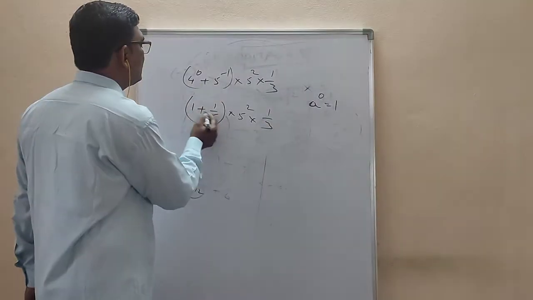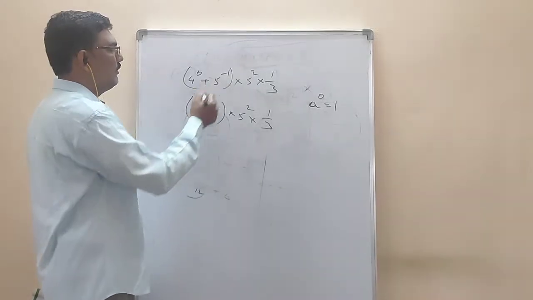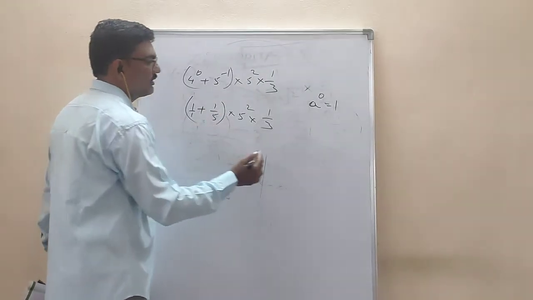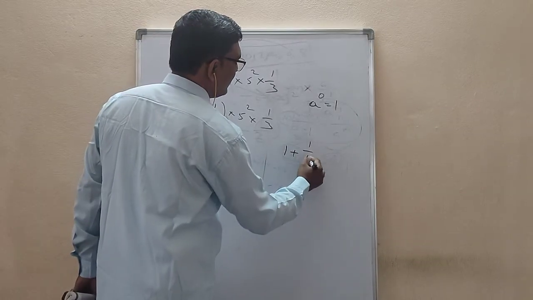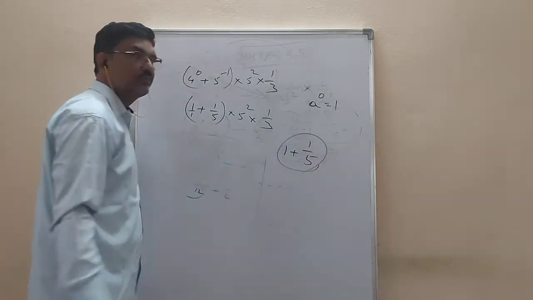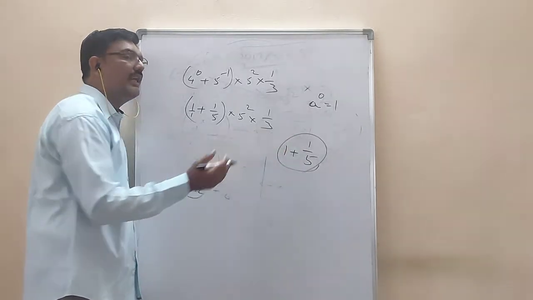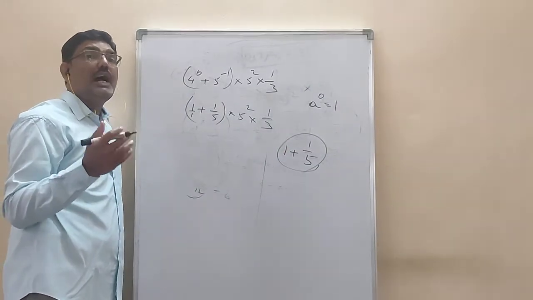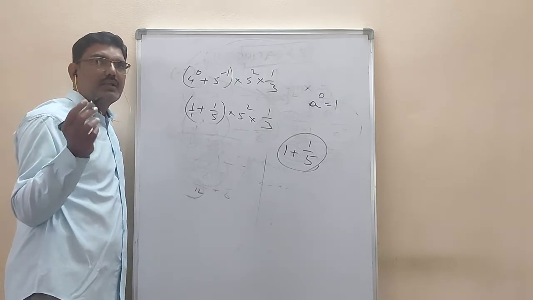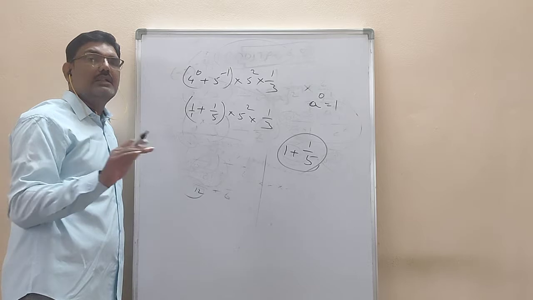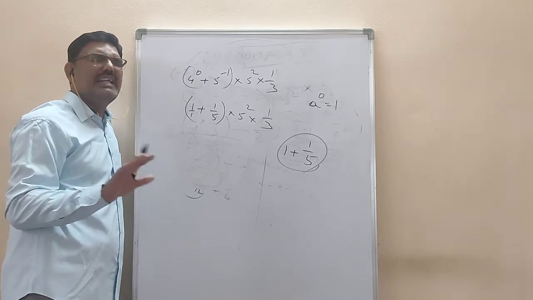Now 1 plus 1 by 5. As I said, BODMAS rule, first brackets. First you have to add these two. Many will add 1 plus 1 by 5, but how to add, they don't know. To add a rational number with any other number, you have to take the LCM. The students who don't know LCM can't pass any examination.